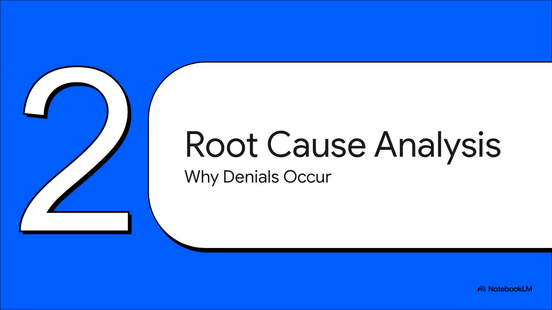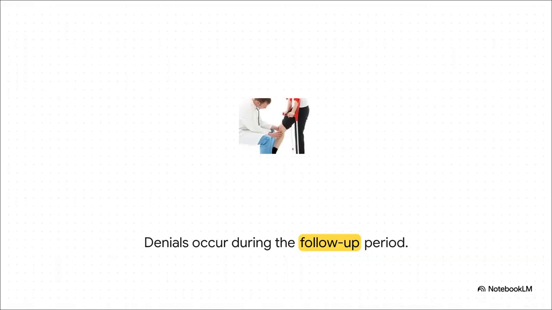Moving right along to Section 2, let's look at the root cause analysis to see exactly why these denials occur. Imagine a doctor examining a patient's knee during a routine post-operative checkup. Denials happen when follow-up procedures or evaluations fall directly within that 0, 10, or 90-day global window we just talked about. The insurance system sees a date of service that sits right smack in the middle of a prepaid recovery period, and it just automatically blocks the payment.